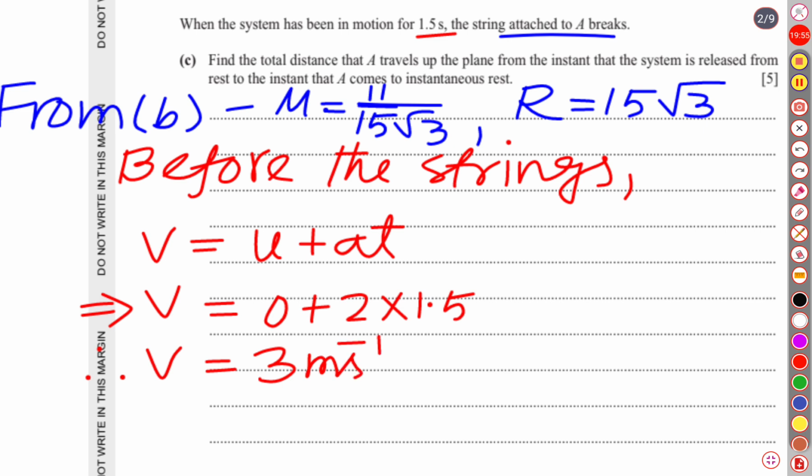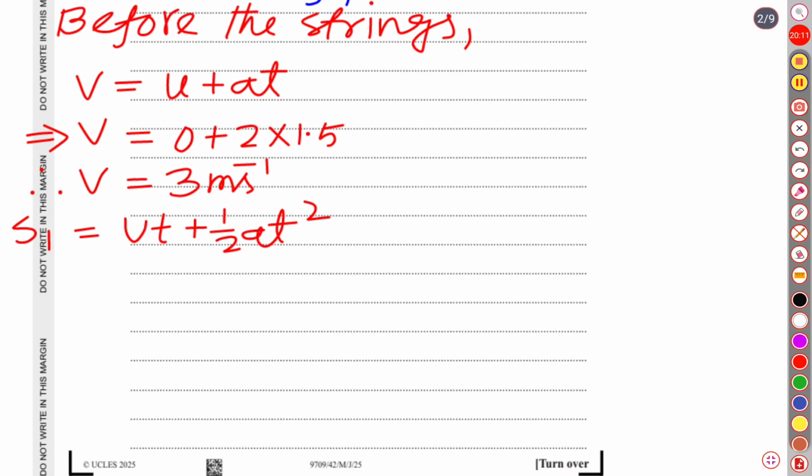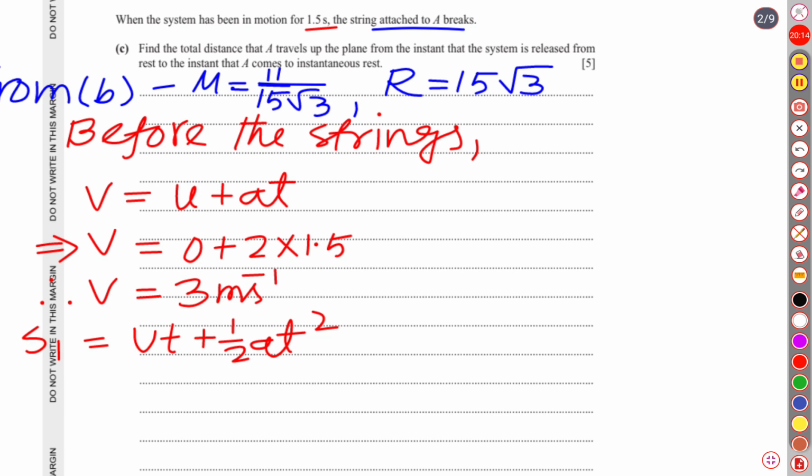At this time, how much distance was traveled? We can apply the SUVAT formula. The first part of the displacement is S equal to ut plus half a t squared. So in our first phase, the initial velocity was 0, the acceleration was 2 meters per second squared, and the time was 1.5 seconds squared.